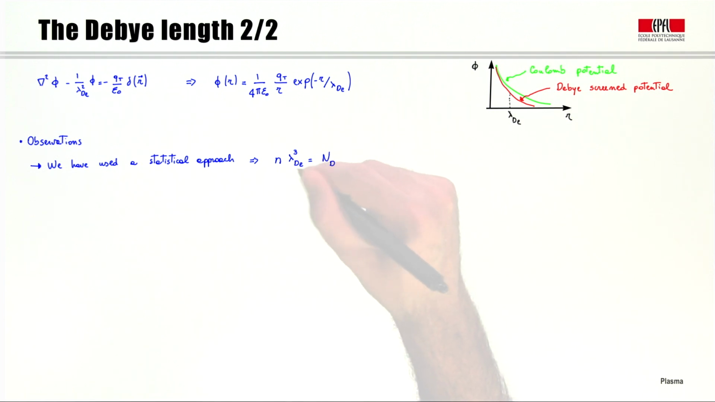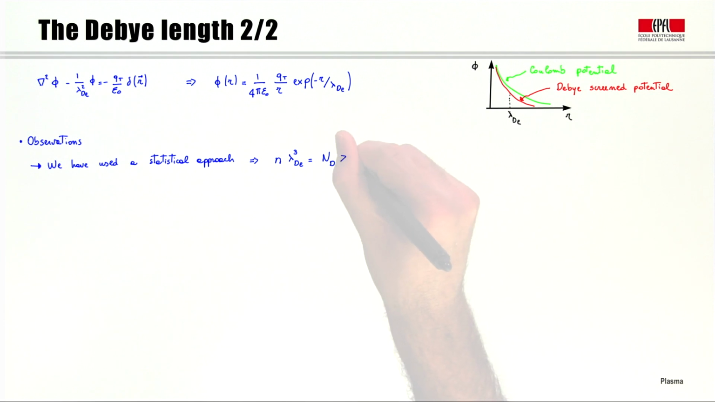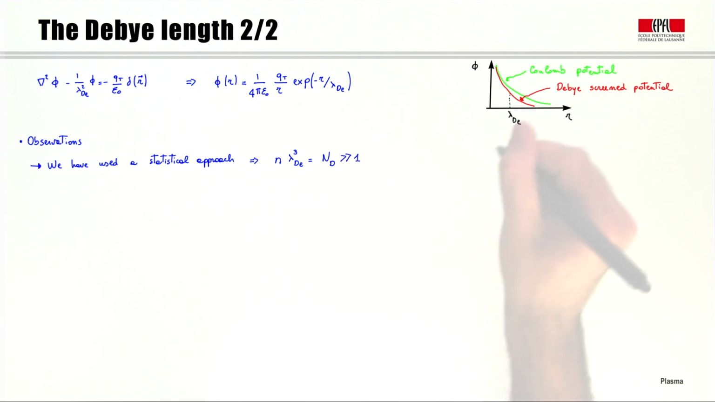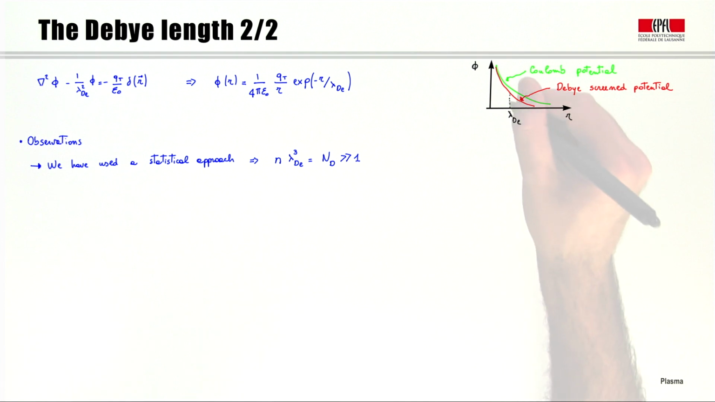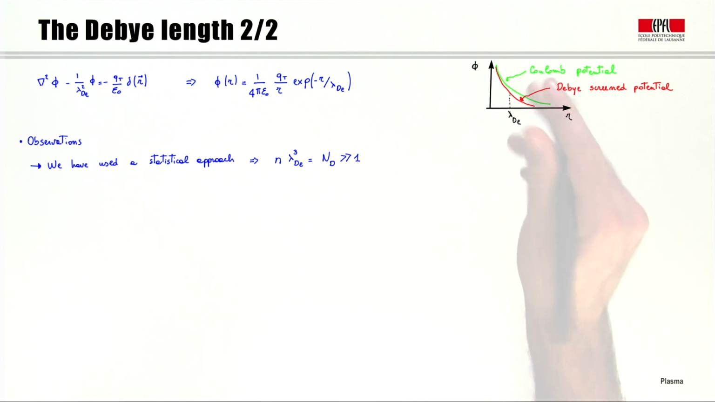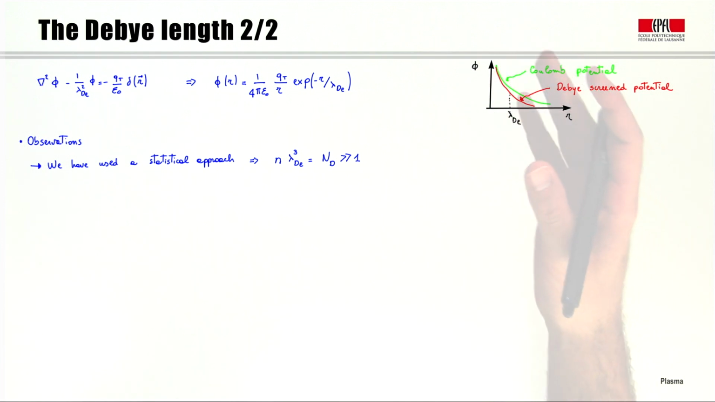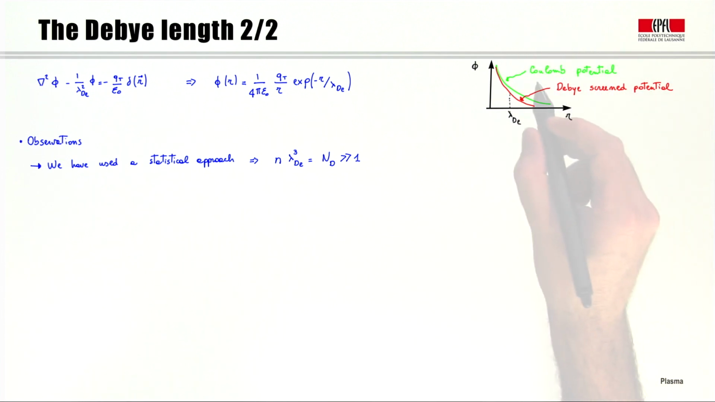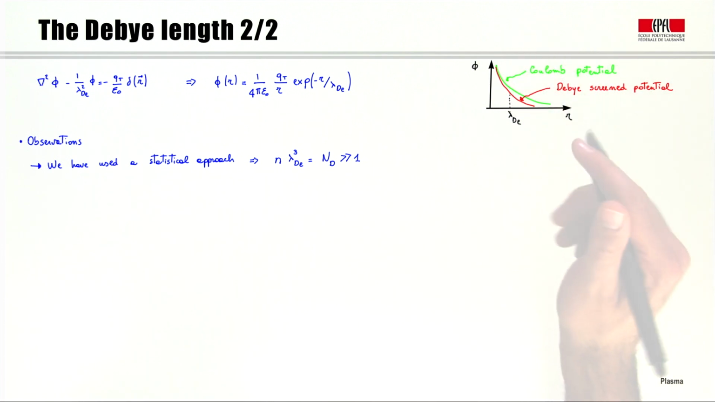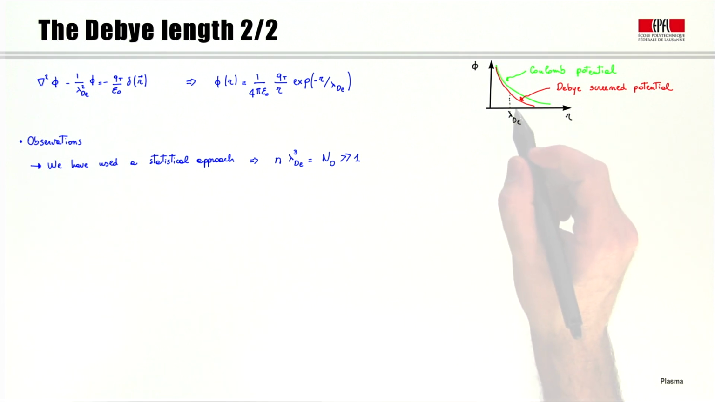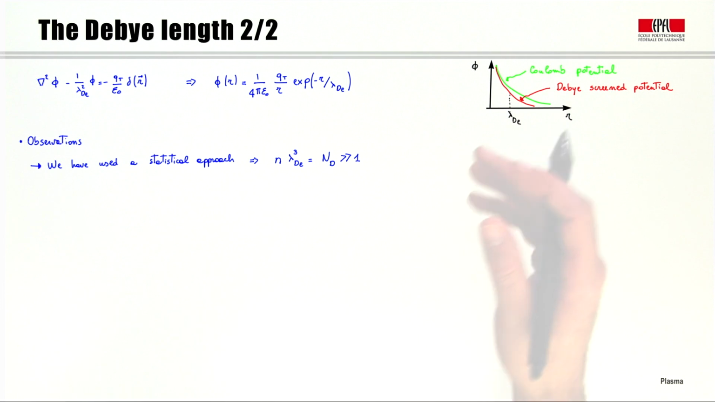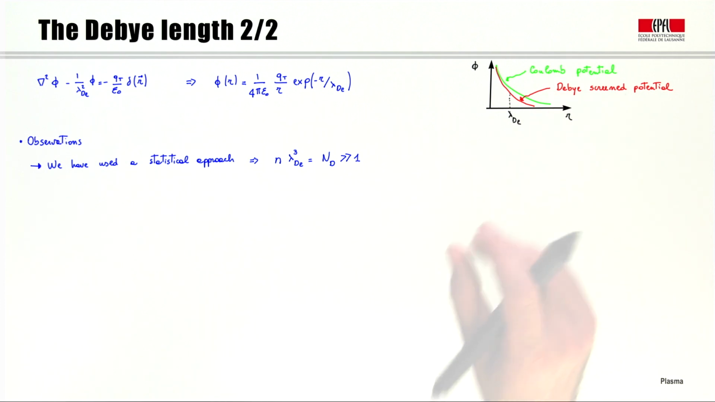The number of charged particles in a Debye cube is much greater than 1. Otherwise, if this is not respected, then the treatment that has led to say that the Coulomb potential is screened with respect to a vacuum is not valid anymore. We would have to look at the single, discrete nature of the particles.